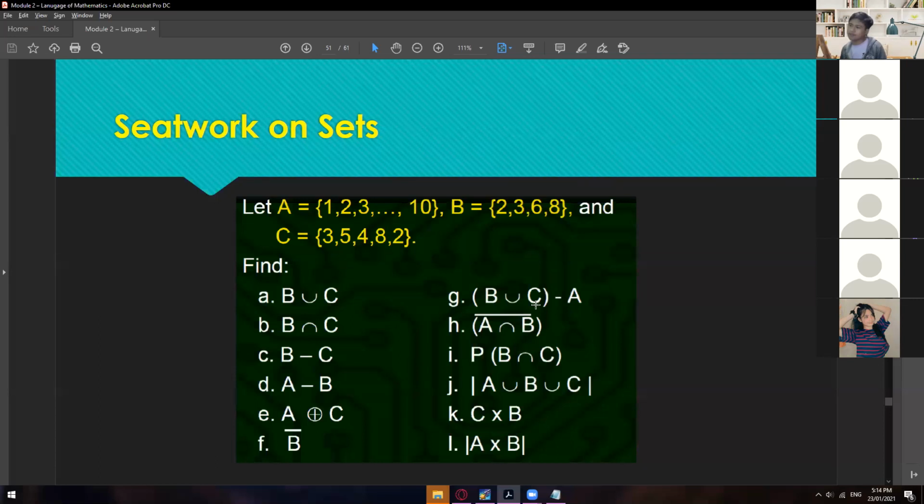So if you can do this one using Microsoft Word, then please do so. But if you cannot do it completely using Microsoft Word, then feel free to do it handwritten. All right. Just make sure that you write it legibly so that I can understand it properly.